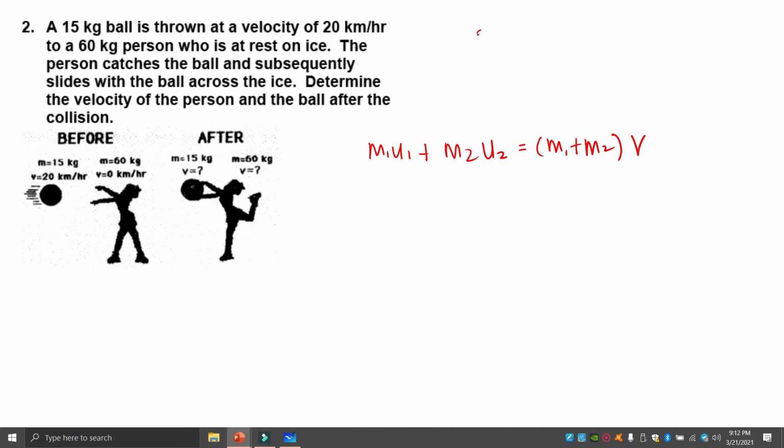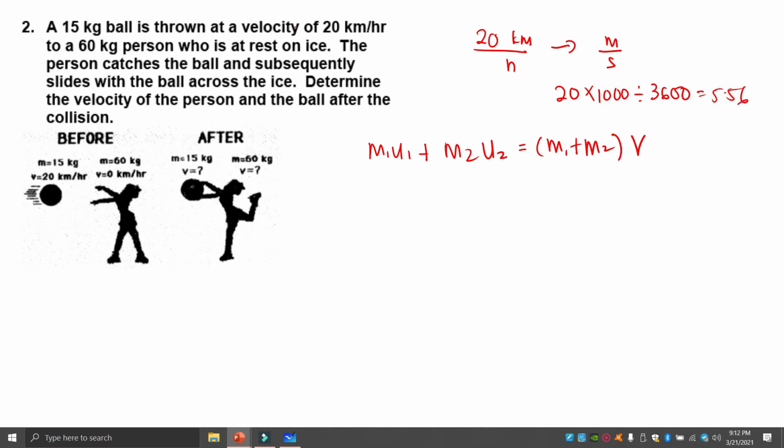How to change? 20 kilometer per hour, this one you already learned in form 1. You have to change to meter per second. So 20 kilometer, you want to change to meter, you multiply by 1000, and then you divide by 3600, because 1 hour is 3600 seconds. So 20 times 1000 divided by 3600, you get 5.56. Take 2 or 3 decimal points.